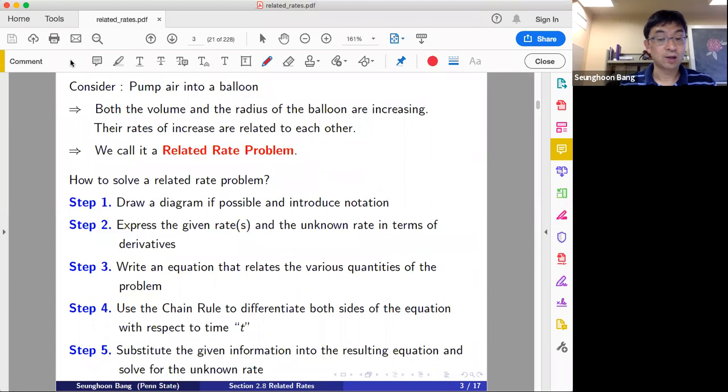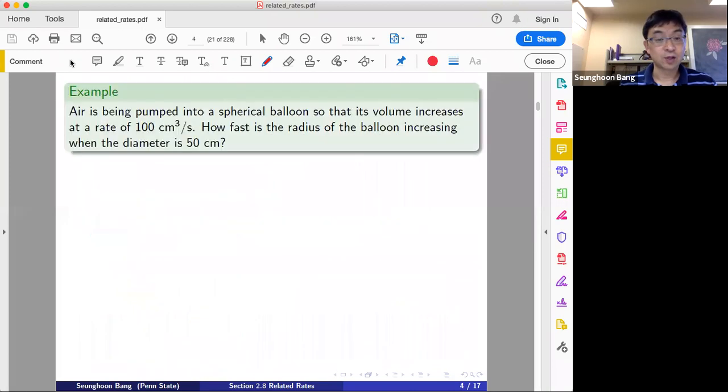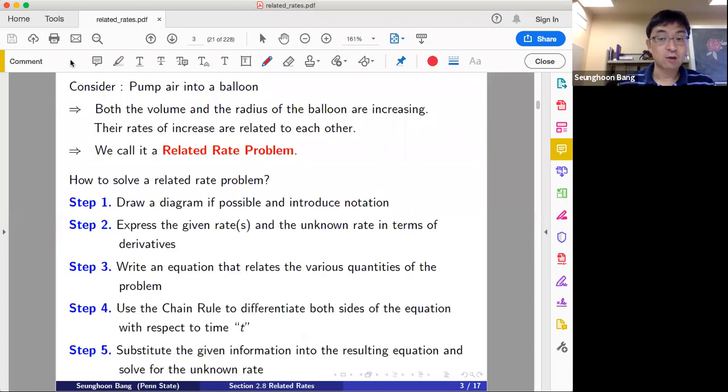That's the whole idea. I'm going to give examples here. Air is being pumped into a spherical balloon so that its volume increases at a rate of 100 cubic centimeters per second. How fast is the radius of the balloon increasing when the diameter is 50 centimeters? I will follow these 5 steps.